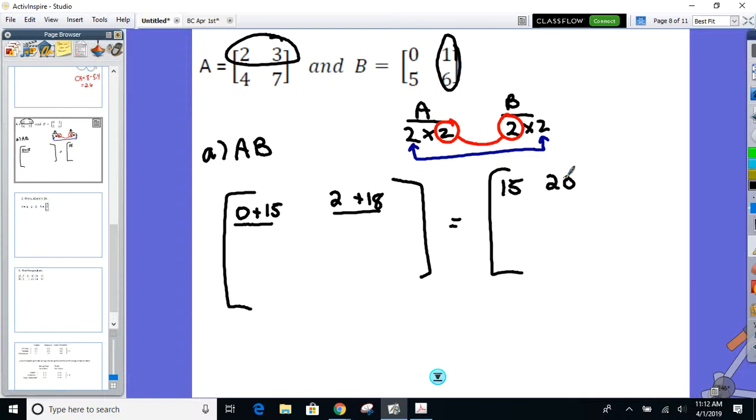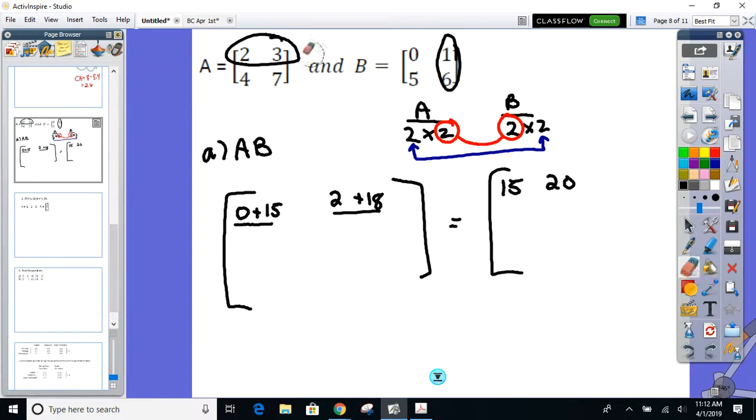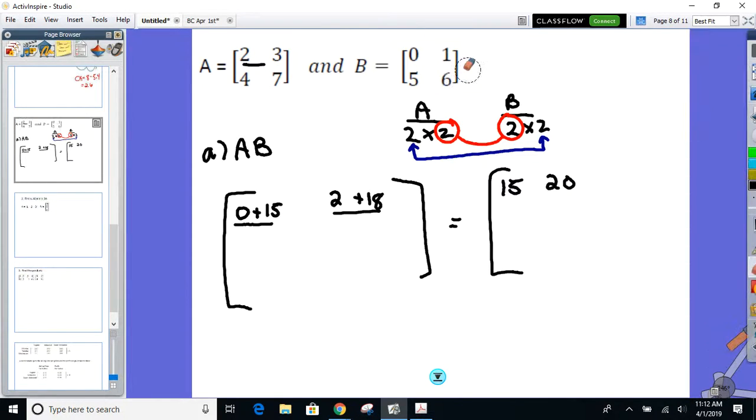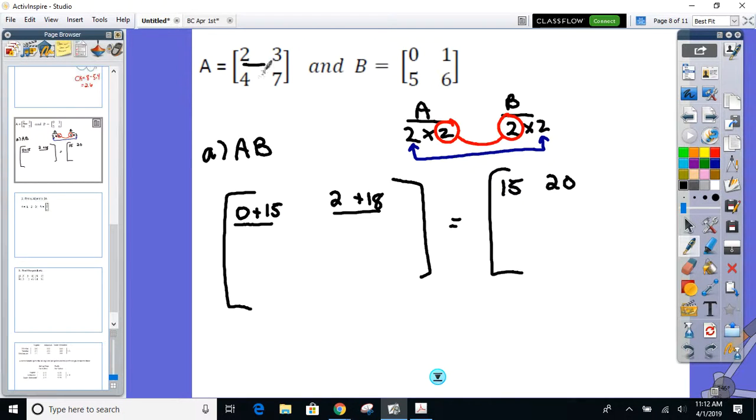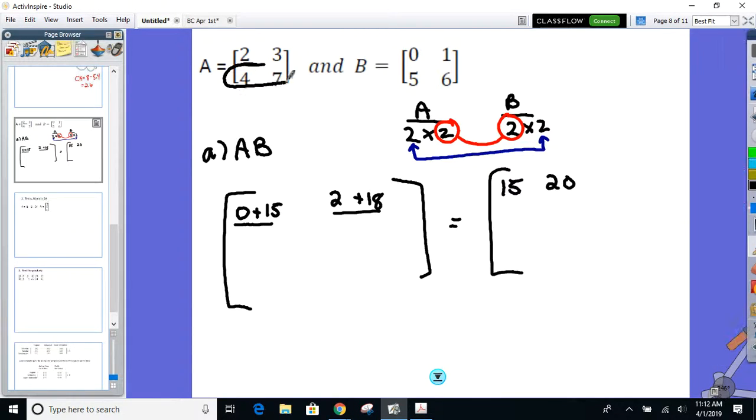All good. And now, you start yelling it out now. Ready? Which row number is this? Row 2, column 1. So that number, whatever I get, is going to go there in row 2, column 1 in your final matrix. 4 times 0. 7 times 5. Add them together. I got a 35 spot there.